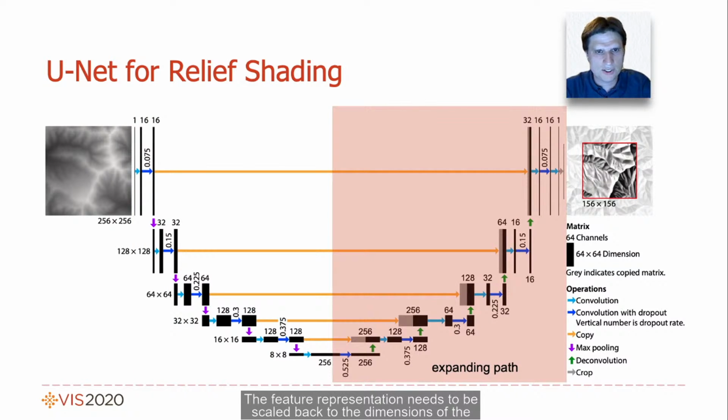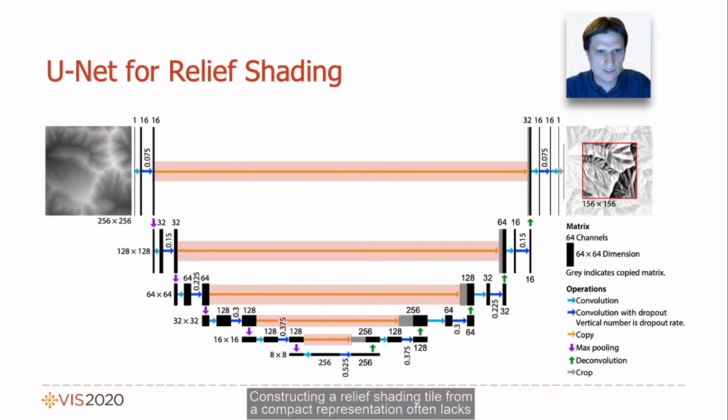The feature representation needs to be scaled back to the dimensions of the target tile. This is being carried out by the expanding path, which employs several convolutional and deconvolutional layers to gradually increase the spatial dimensions again. Constructing a relief shading tile from a compact representation often lacks fine-grained local information in the final image. By combining activation matrices of the contracting path with the matching activation matrices of the expanding path, it is possible for the network to analyze both high-level and low-level information. This results in locally more accurate relief shadings.